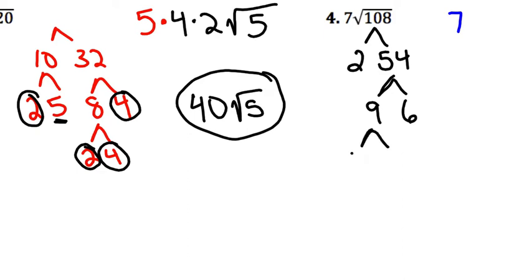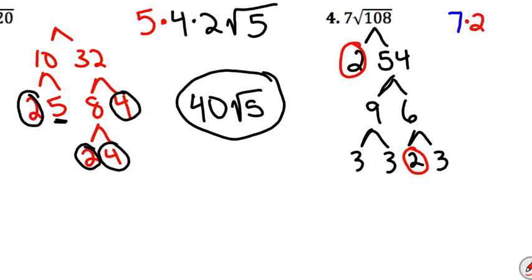9 is 3 times 3. 6 is 2 times 3. So let's look for my pairs now. Well, I have a 2 right here with a 2 right here. So they will come out as a 2, one single 2.